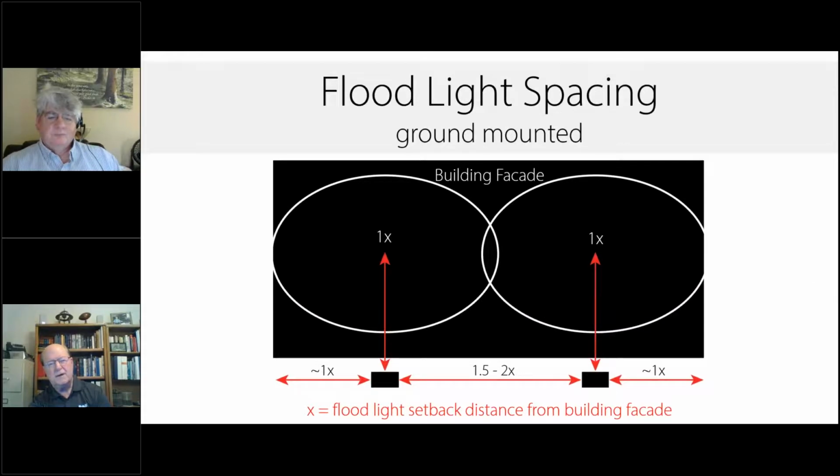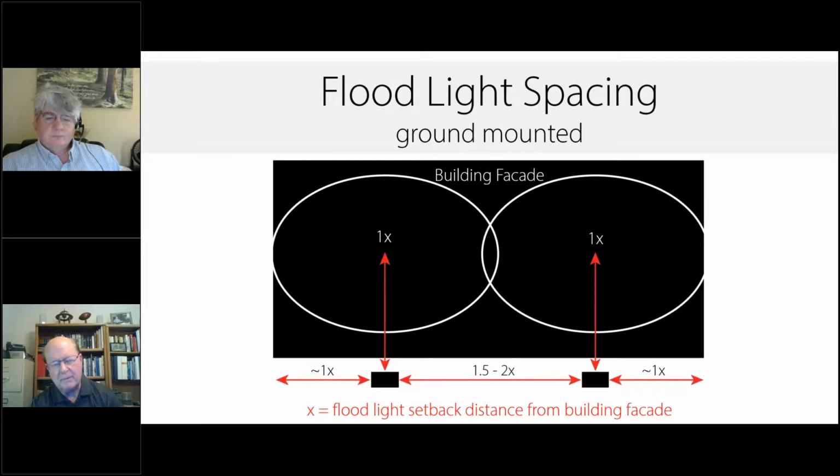So then the building facade. This is an interesting situation. So again, we have our X, except instead of a pole, these fixtures are mounted on the ground. So the distance or the setback from the building becomes kind of like our pole. So that's the distance we're going to talk about. If we come off 1X off the building as our setback, we can go about 1 to the side and 1.5 to 2 in between.